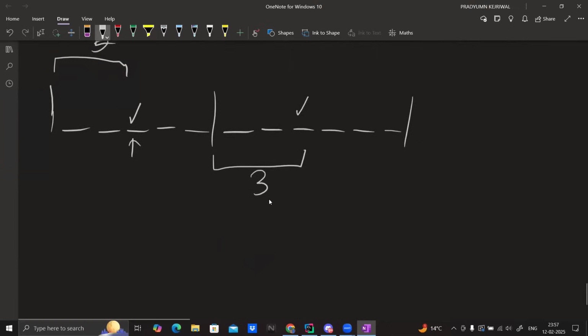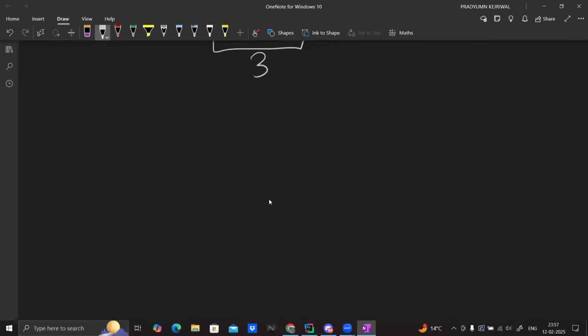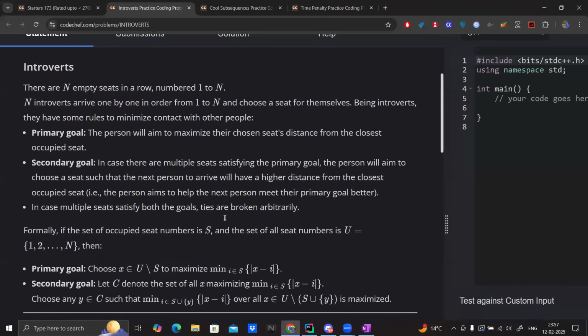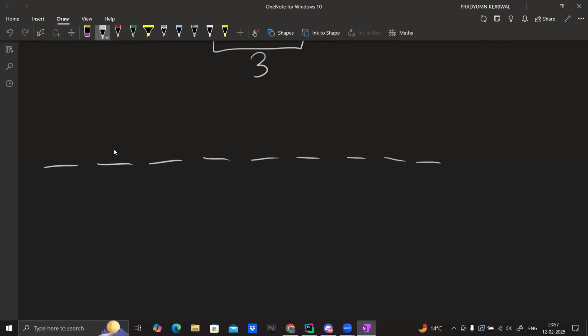So basically, we can just simulate the process, and at each point, just check whether the rule is broken or not. And also, see, the first people, where will they sit? That's the thing we need to think about. Let's say n is equal to 9. So where will the first person sit? Basically, there are no people sitting right now, right? So the primary goal is satisfied for every seat here, because the distance is non-existent for any seat. So he can sit anywhere.